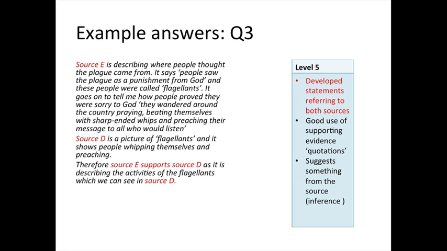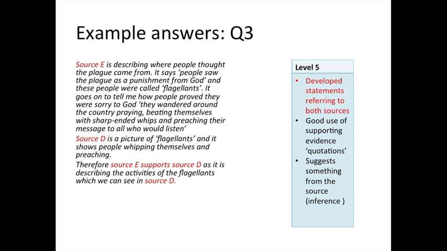Source E is describing where people thought the plague came from. It says, people saw the plague as a punishment from God, and these people were called flagellants. It goes on to tell me how people proved they were sorry to God. They wandered around the country beating themselves with sharp-ended whips and preaching the message to all those who would listen. Source D is a picture of these people, and it shows people whipping themselves and preaching. Therefore, source E supports source D as it is describing the activities which we can see in source D.